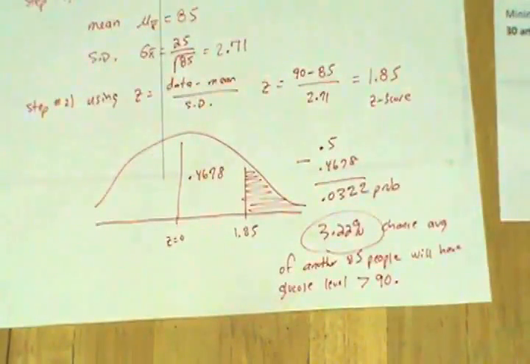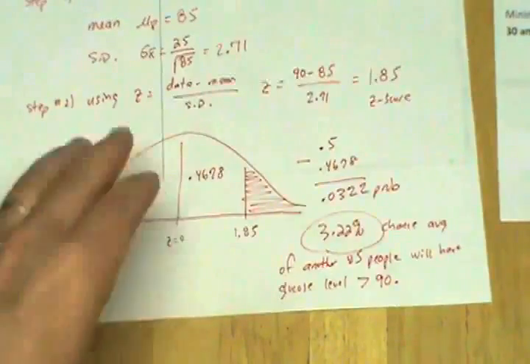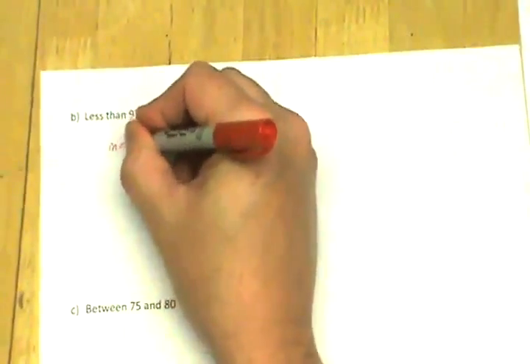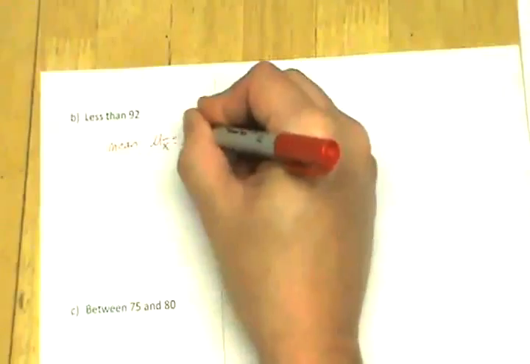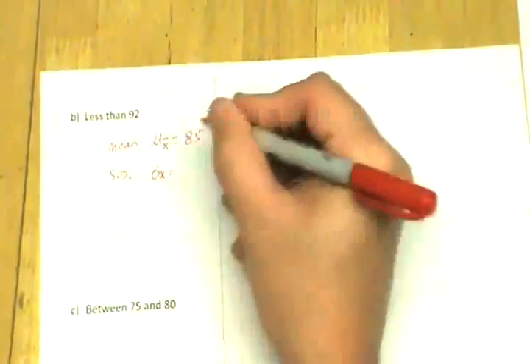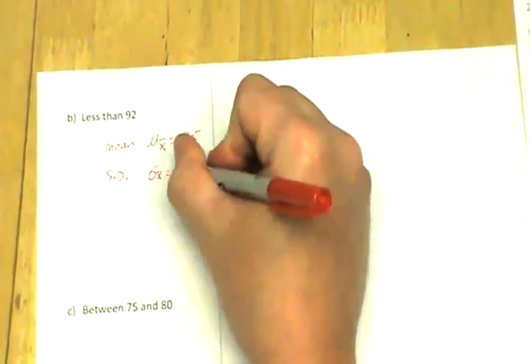Okay. Let's take the same question, same mean, same standard deviation. What if we ask, what's the chance that the average will be less than 92? All right, again, same 3 steps. Find the mean. Well, the mean we already know. μ sub x bar is 85. The standard deviation, σ sub x bar, we found from the last question was 2.71.